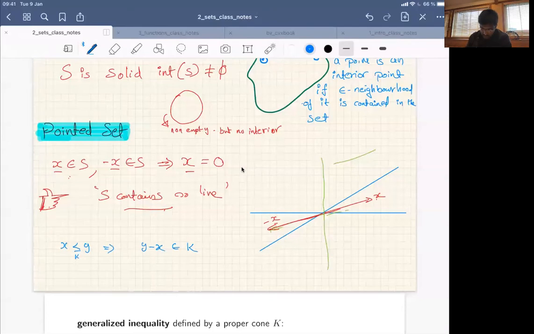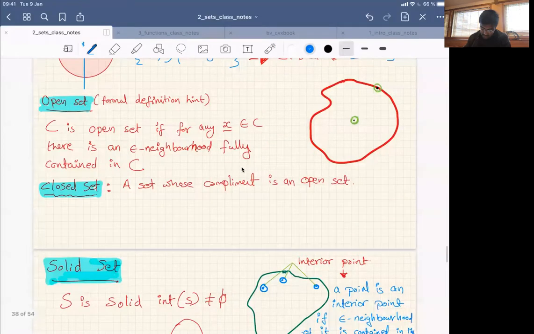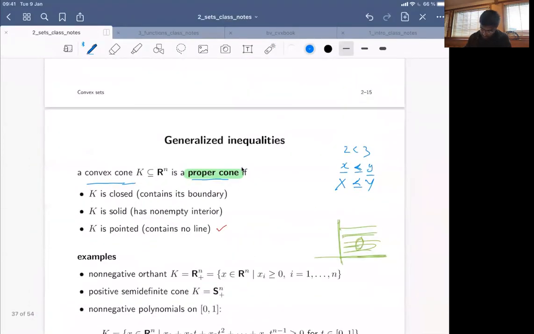But if you assume that x and minus x are both there, then it can happen that x minus y also belongs to the cone, right? Then that means x is greater than or equal to y. So both cannot happen, and then the inequality is useless, right? So that is one hint for this part.